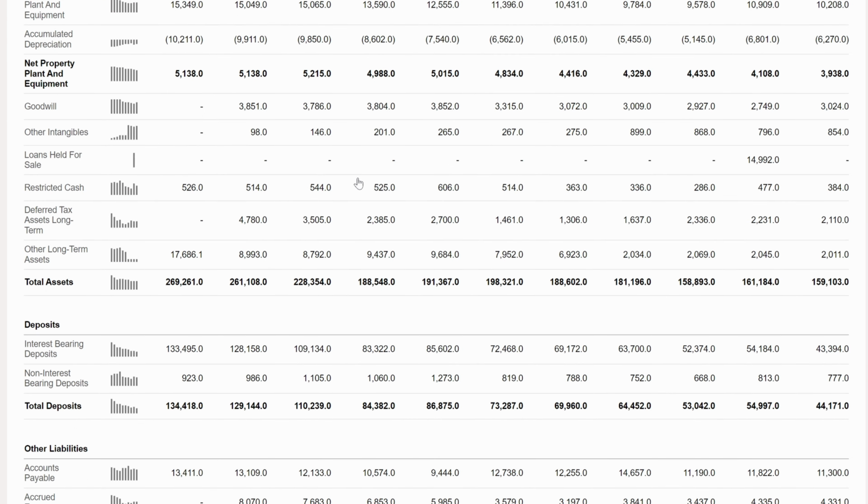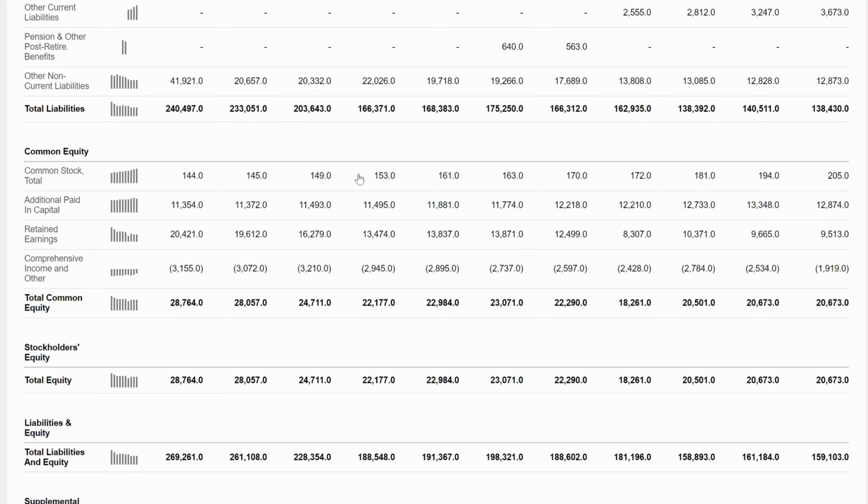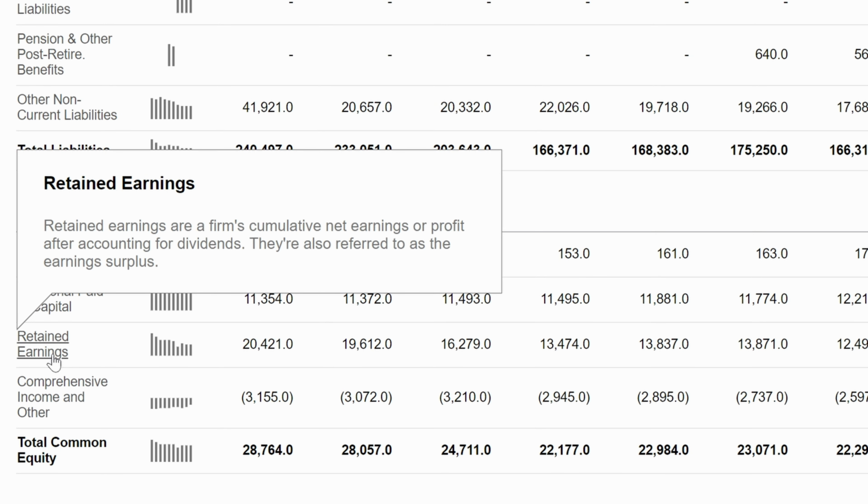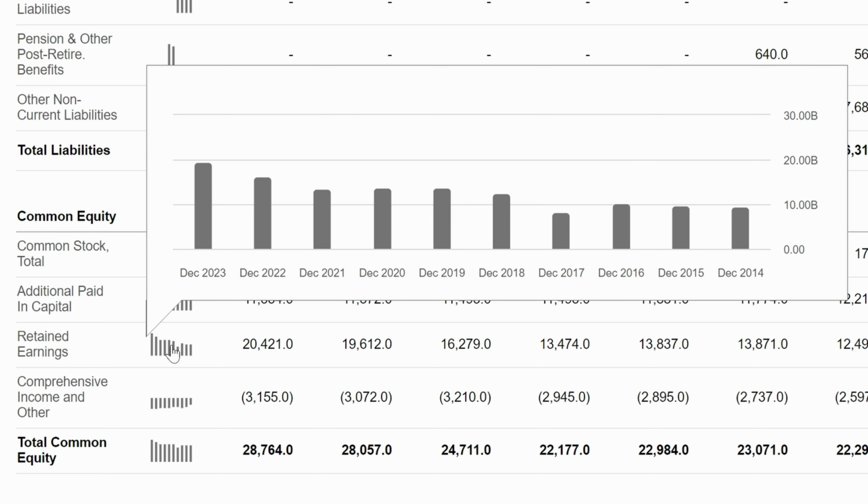To analyze a company's retained earnings, I typically look at the trend in retained earnings over the years in the balance sheet. An increasing trend often signals a company's operational success.